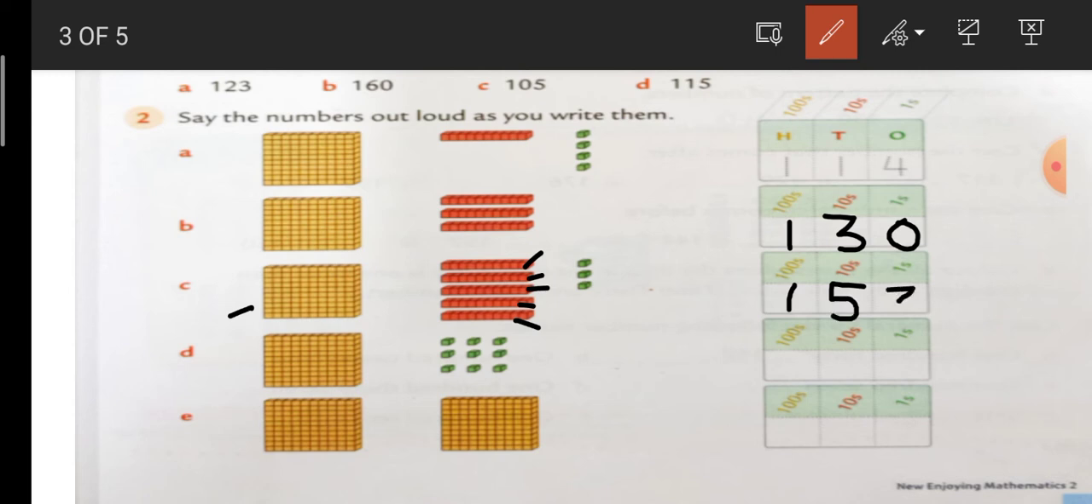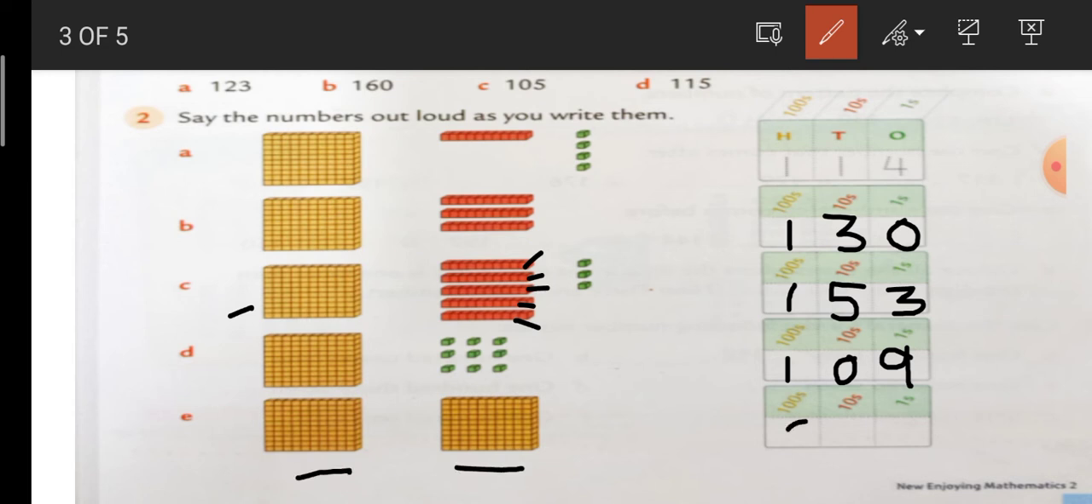And 3 ones. Yes. Okay. Now the next one. It is 1 hundreds and... 1 hundreds. How many tens? No tens. 0 tens. And how many ones? 9 ones. Okay. Now here, over here, 100, 200.